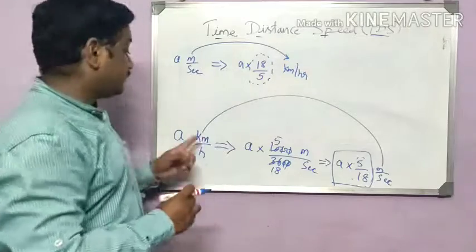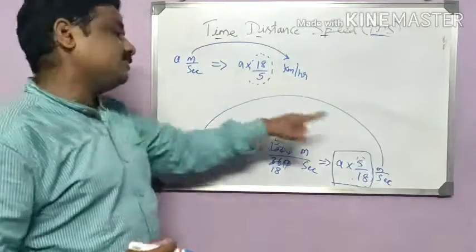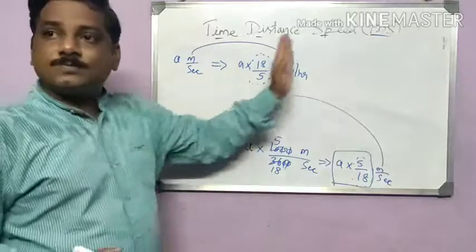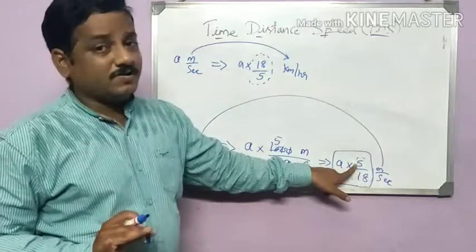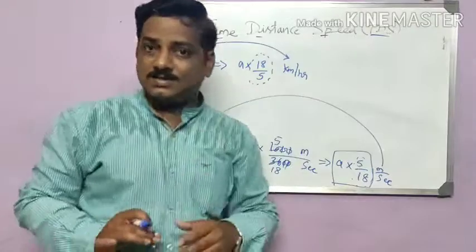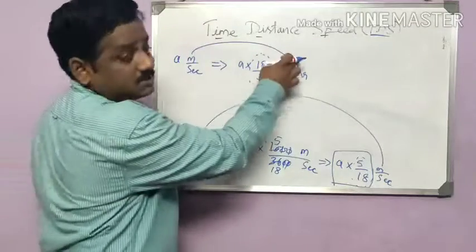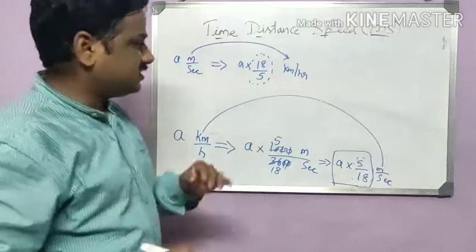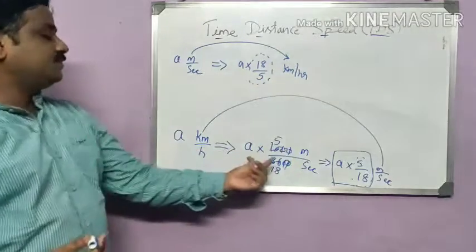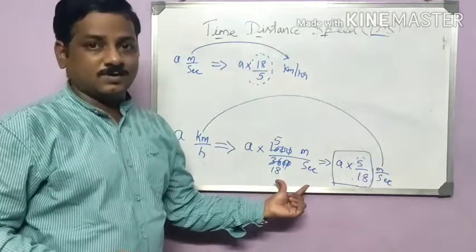If we are converting from larger to smaller, kilometer is larger, meter is smaller. So if we are converting from larger to smaller, then in numerator I should have a smaller number, 5. In denominator I will have a larger number. If you are converting from smaller to larger, in numerator I should have a larger number. So that is how you should remember it. It's a short trick, okay? But this is the basic way of getting the formula, logic.